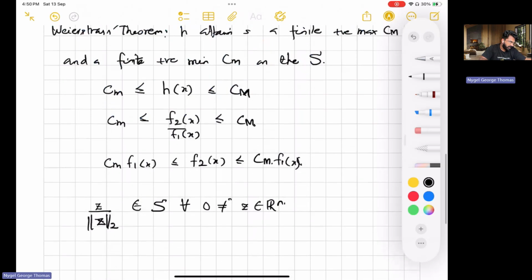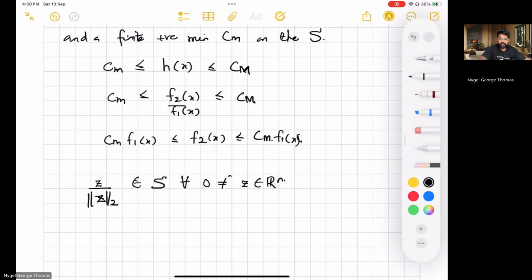In fact, this can be extended to norms as well, because norms satisfy these conditions. Are norms continuous? This is something which we can discuss later. Norms also seem to be continuous. So this can be extended to norms as well. F1 and F2 can be replaced by two corresponding norms.